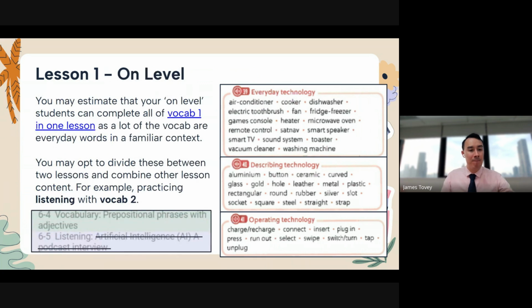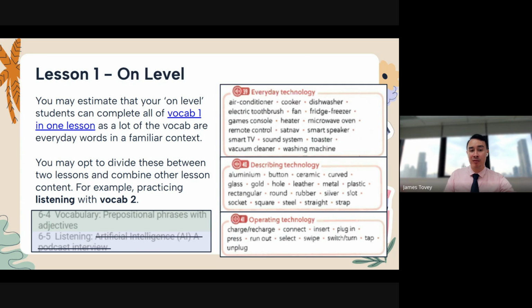Now let's look at on level. You may estimate that your on level students can complete all of this vocabulary in one lesson, as a lot of the vocab is everyday words, potentially familiar to them already. You still may opt to divide this into a couple of lessons, depending on how you feel. There's nothing wrong with that. So instead of maybe talking about the AI intelligence podcast interview, you just recover this content while practicing the listening skill.